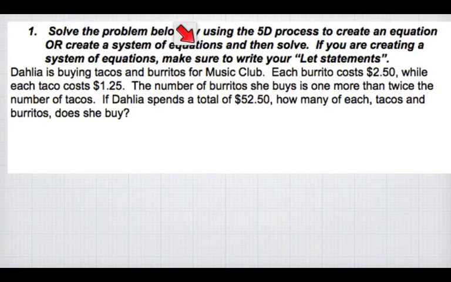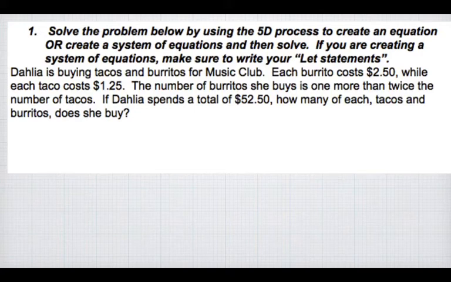To create a system of equations, I first have to write some let statements. So what that means is I'm gonna say something like let x represent this, let y represent something else. So let's look at the problem. Dalia's buying tacos and burritos for Music Club. Each burrito costs $2.50, while each taco costs $1.25. The number of burritos she buys is one more than twice the number of tacos. If Dalia spends a total of $52.50, how many of each, tacos and burritos, does she buy?